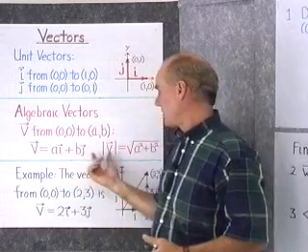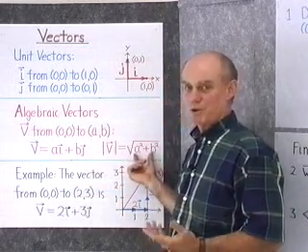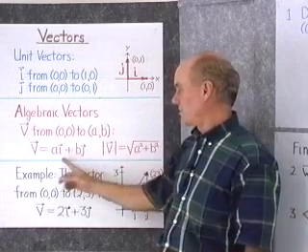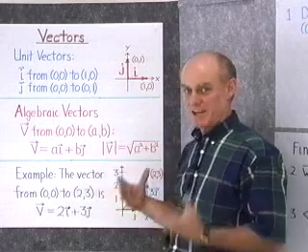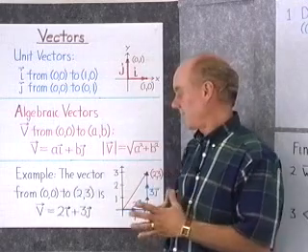Now, the magnitude of this vector v is the square root of a squared plus b squared. So you simply take those coefficients and take the sum of their squares, the square root of that gives you the magnitude or length of that vector.